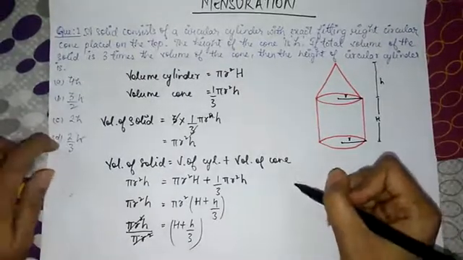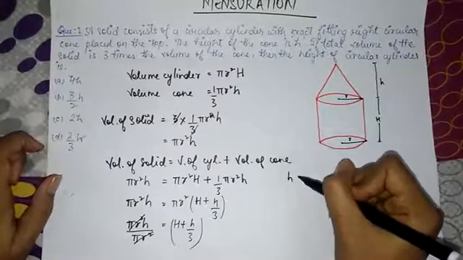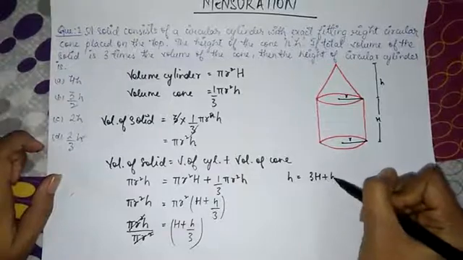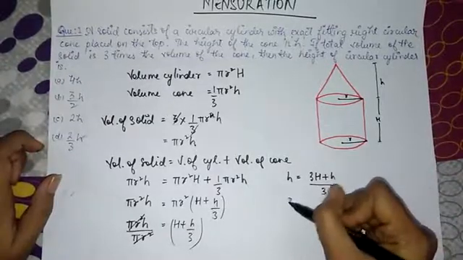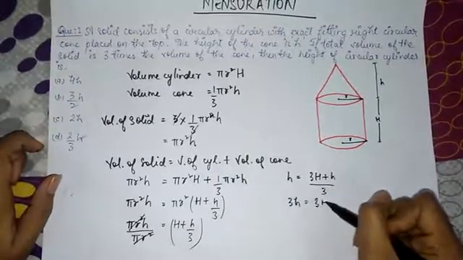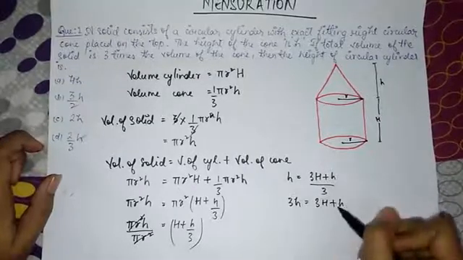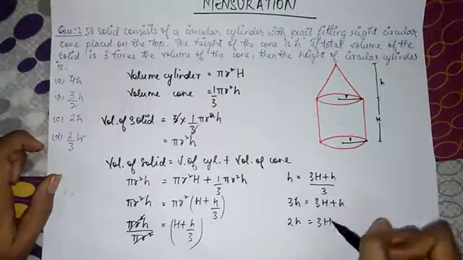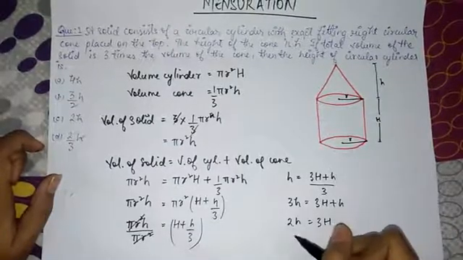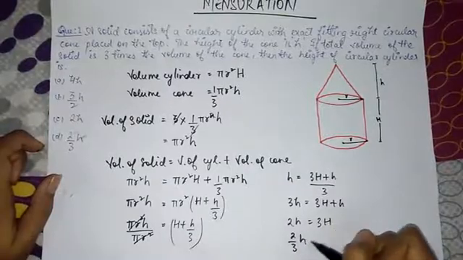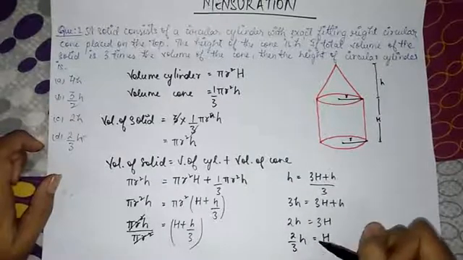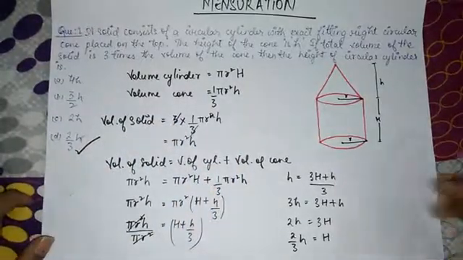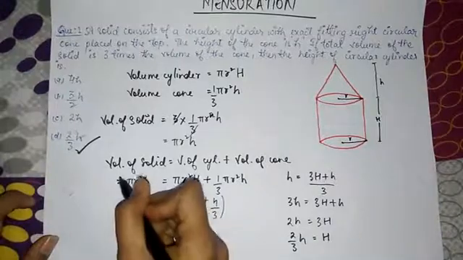Okay, so here remains h and this will be 3h equal to 3H plus h. So we have to find out this, right? So we'll bring this 3 here and this becomes 2 by 3 h. It is there in the option. This is the right answer. I hope you got it.